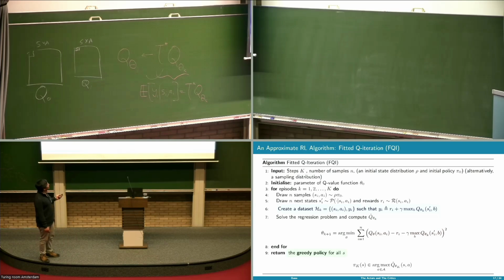Here you are converging not due to the data. You're converging because you're doing this regression through the optimal Bellman operator. So the data you can keep the same, what people in deep reinforcement learning nowadays call the replay buffer. This is the offline data that you collect and keep, and you say, this is always something I can use.